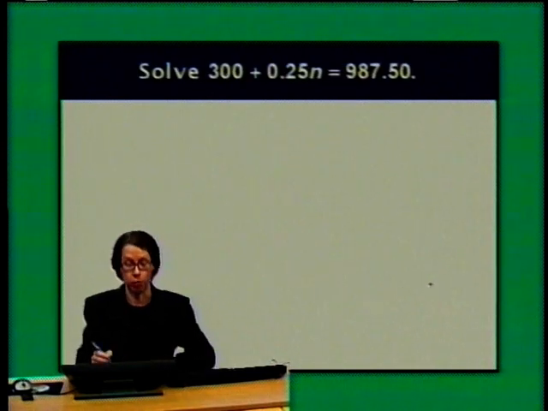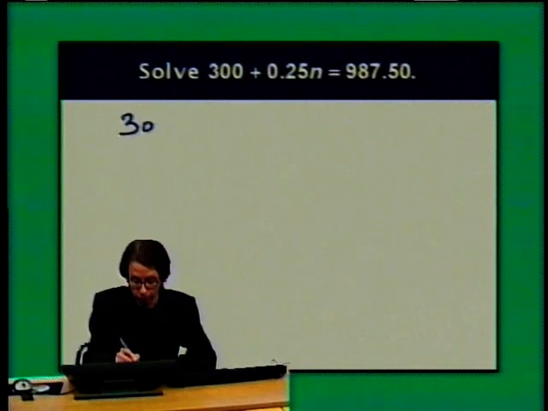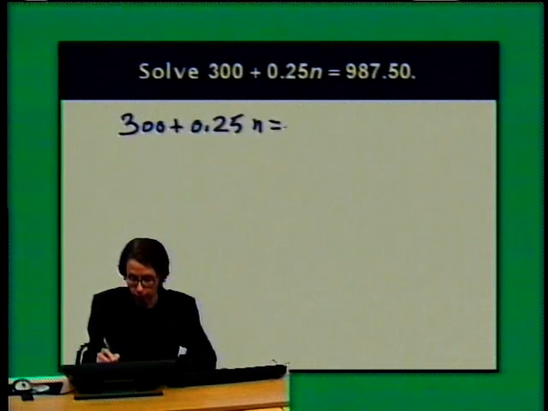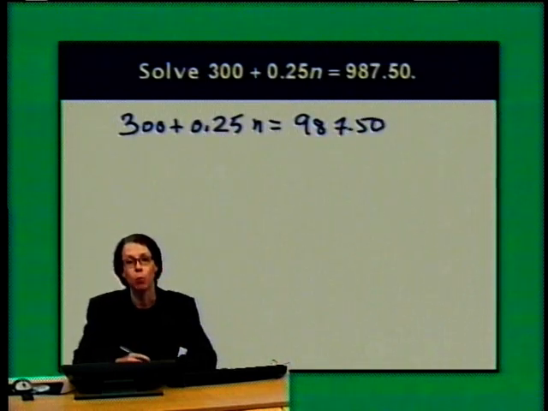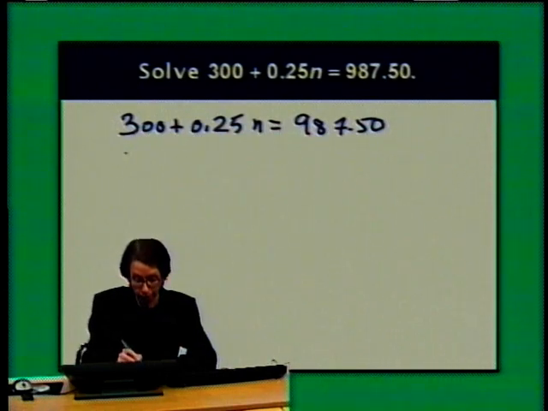So let's solve this equation. The first thing I want to do is isolate the term that has the n in it. So I'm going to start by subtracting 300 from both sides of the equation.